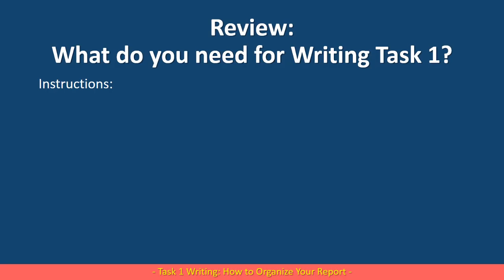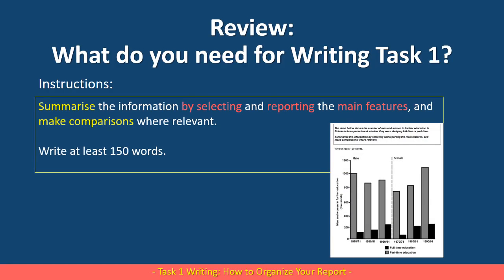First, let's review. I expect you already know a little bit about writing Task 1 already. Well, we have some kind of data, some kind of information graphic that we're shown. Sometimes it's a graph, like a line graph, sometimes a pie chart, a table, a map, a process diagram, or sometimes a mix of several of these things. But the instructions are usually the same. Summarize the information by selecting and reporting the main features and make comparisons where relevant. Write at least 150 words.